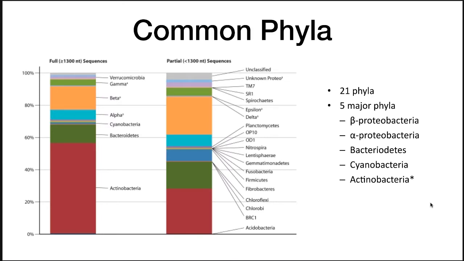These are identified either by amplicon sequencing or by other methods of sequencing, metagenomics. And what you find is that there's about 21 phyla that are often found in lakes and 5 major ones: beta proteobacteria, alpha proteobacteria, bacteroidetes, cyanobacteria, and actinobacteria. And as you can see, actinobacteria are major players. One of the actinobacteria you may be familiar with are the streptomyces, but it turns out they're not a major player in these environments.